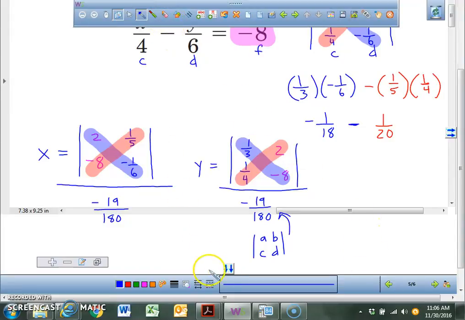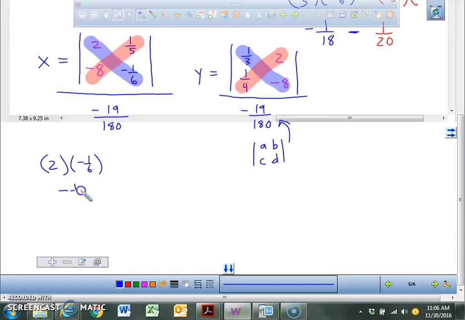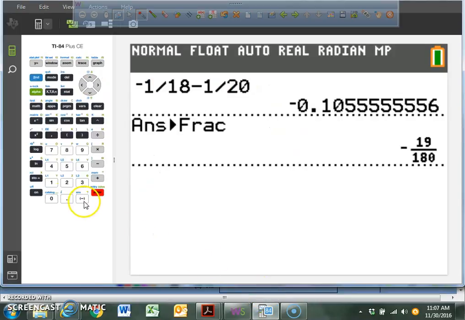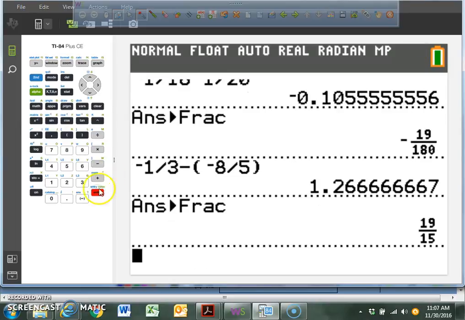Now, I know you guys don't like fractions, so I'm going to help you all out. We're going to do 2 times negative 1/6, which is simply negative 2/6, which gets us to a negative 1/3. Minus the product of the red, which is 1/5 times a negative 8, which makes that a negative 8/5. So right now in the calculator, go ahead and type this in exactly as it appears. We've got negative 1/3 minus a negative 8 divided by 5. Press enter. Ooh, you get that ugly decimal. Hit the math button, press enter twice, and what do you get?